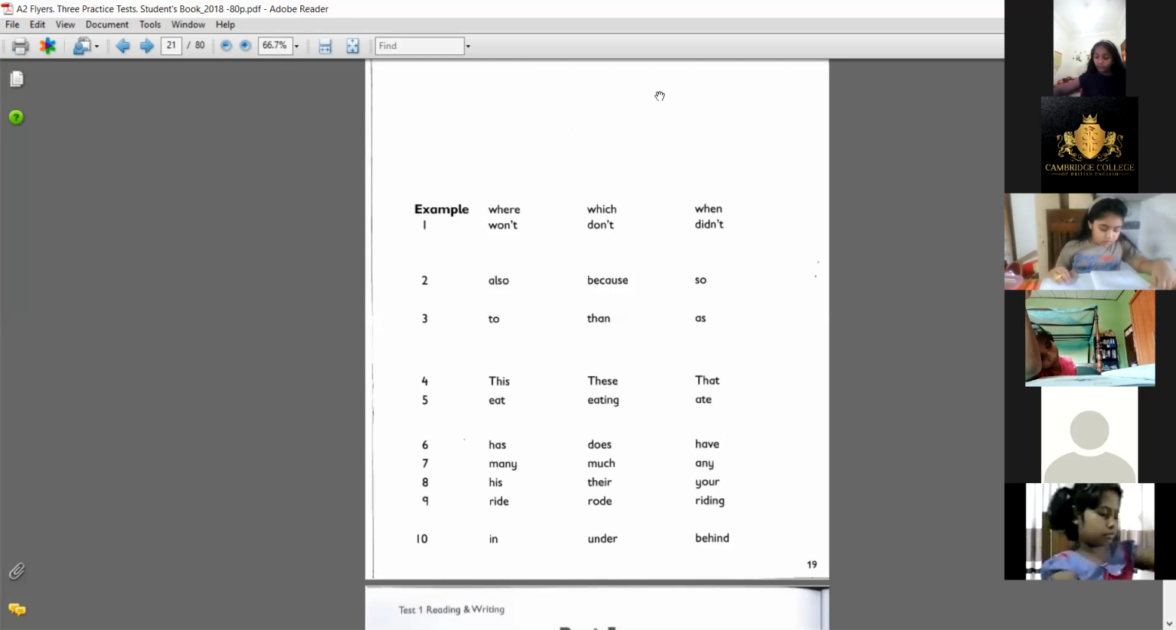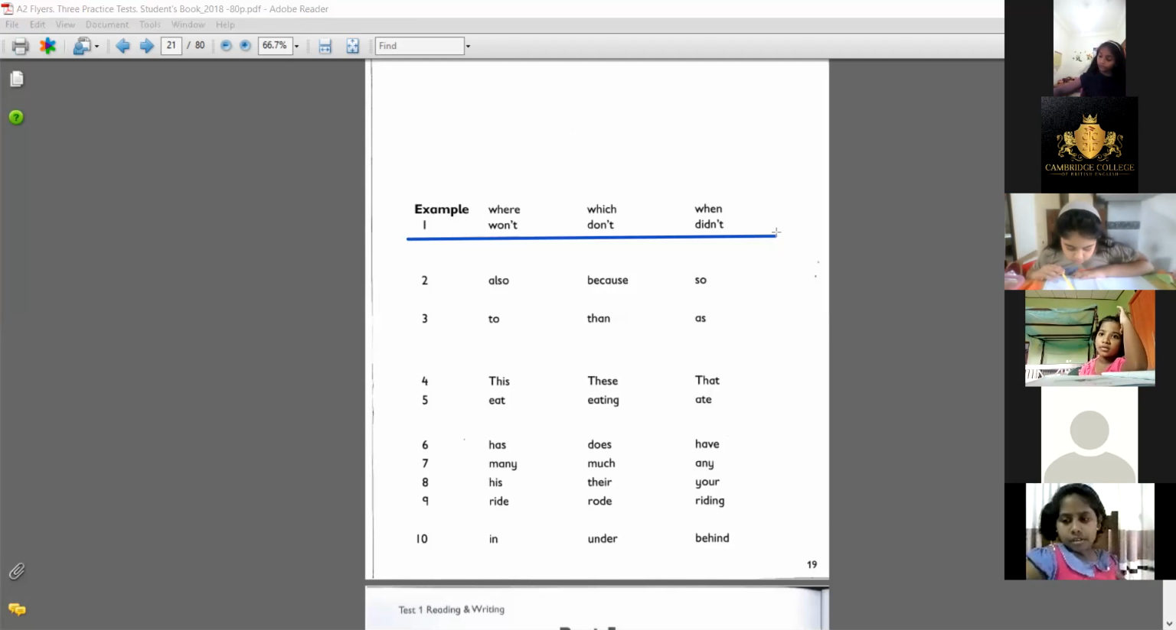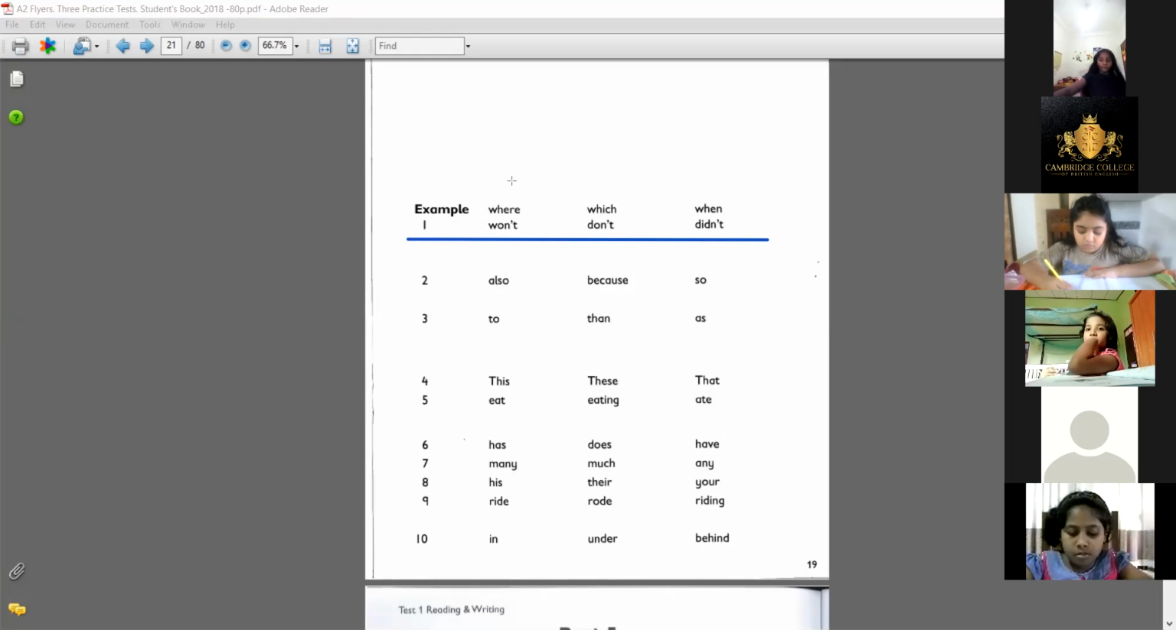All right, now look at page number 19, everybody. They have given you three examples. For question number one, the answers given are three: want, don't, and didn't. You can only fill the blank with one of them, not the others. Don't write the answers the teacher says; listen, and then note them all down. Now tell me, what is the meaning of want?